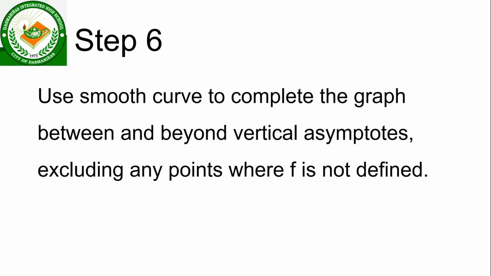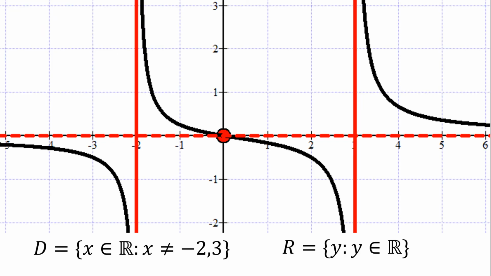Now we are going to use a smooth curve to complete the graph between and beyond vertical asymptotes, excluding any points where f is not defined. Okay, this will be the graph. As you can see, here the graph approaches the horizontal asymptote. It is located below, based on the sign table, and the graph also approaches the vertical asymptote x equals -2.